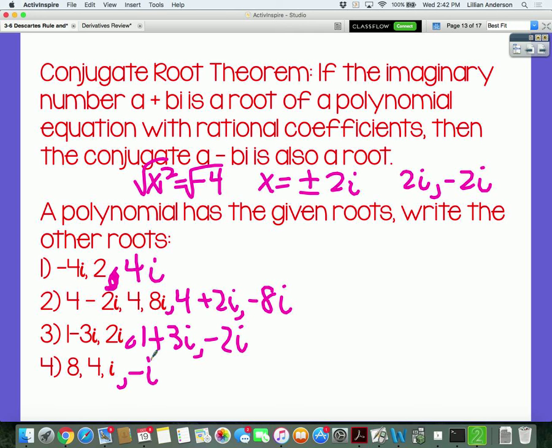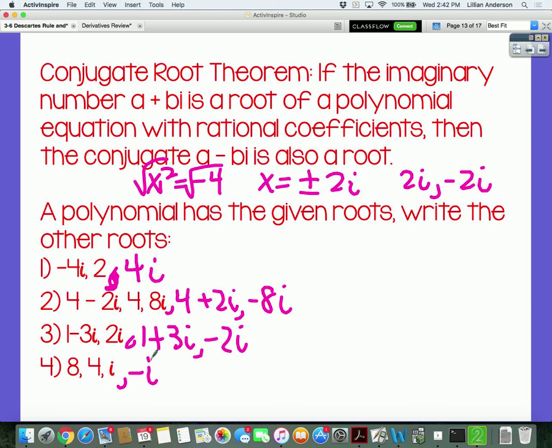Negative i. Now please make sure that you distinguish your i's, okay? I don't want to have to question whether that's a 1 or a random point. Please try to make it look like an i.